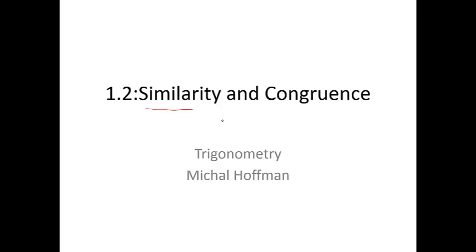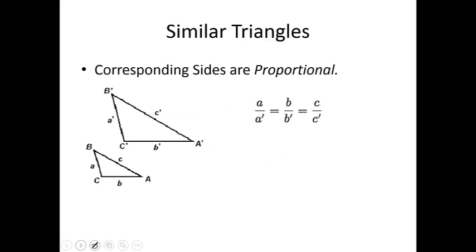These are two related ideas, and in particular similarity is very important in trigonometry. What are similar triangles? Well, similar triangles are triangles where corresponding sides are proportional. And another way of thinking about proportional is that there's equal ratios. And that's really what this means right here.